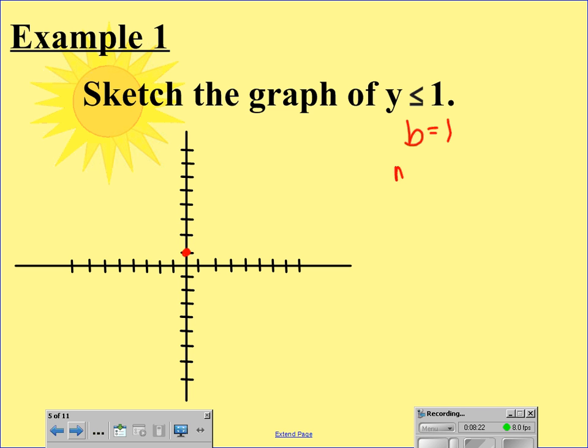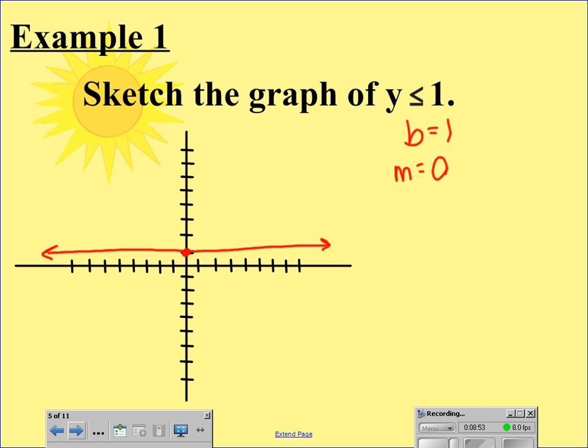Okay, what's my slope? What am I multiplying by x on the right side? Is there an x there? No, so what's the only thing that I can multiply by x that would make it not be there? 0. So I have a 0 slope, which means I have what kind of line? Horizontal line. Yeah. So I have a horizontal line at y equals 1.